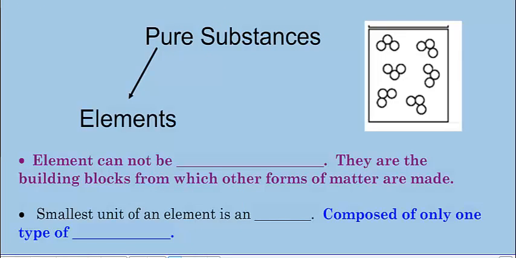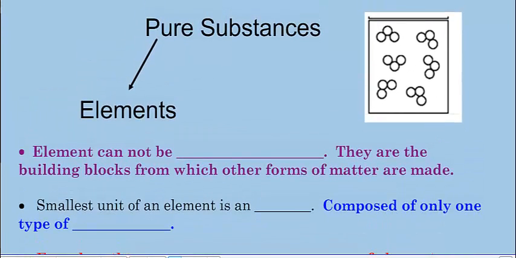Okay, let's talk a little bit about the properties of some of our pure substances. First, you have elements. Elements are the simplest form of matter. This is the first dot, and they cannot be decomposed.